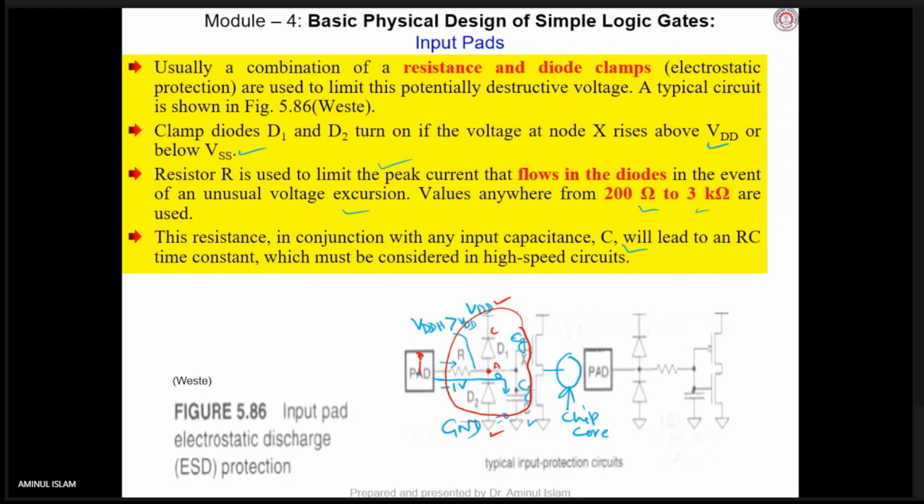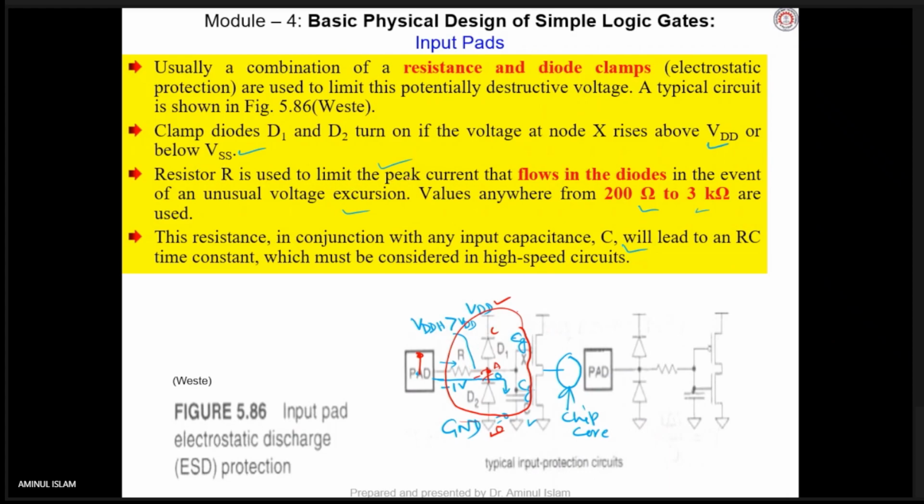Otherwise, if the voltage at this pin coming from the external chip is below VSS by 0.7 volt, it is minus 0.7 volt instead of 0, then what will happen? This is 0, this is minus 0.7 volt. Then D2 is going to conduct. And hence the current is going to flow through these diodes. And diodes are made robust, they will not be destroyed. And moreover, the R is there to limit the current passing through the diode.